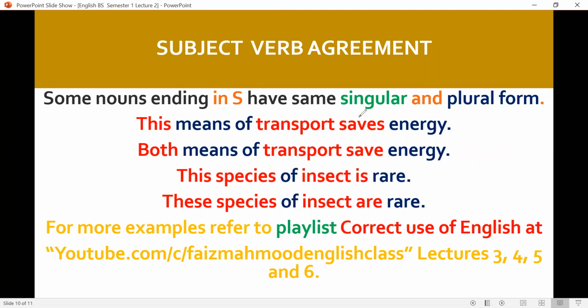Some nouns ending in s have the same singular and plural form. Means of transport saves energy. Both means of transport save energy. So if this is used, it becomes singular. If both is used, it becomes plural. So saves energy, save energy. This species, this is telling that we are using it in a singular sense. This species of insect is rare. These species, this word making species plural, so we are using are. These species of insects are rare.